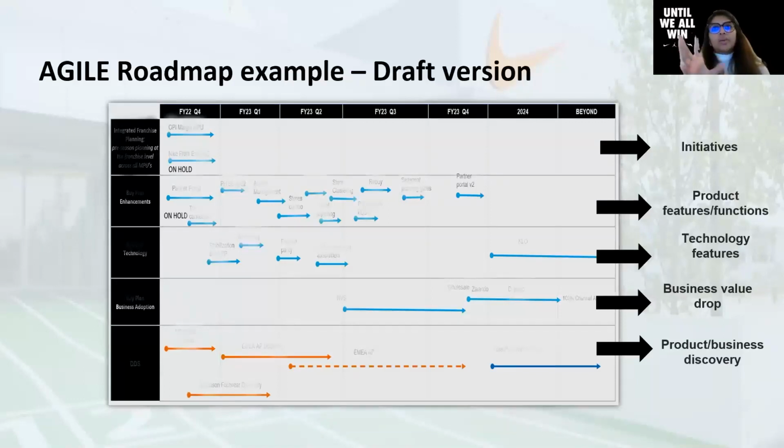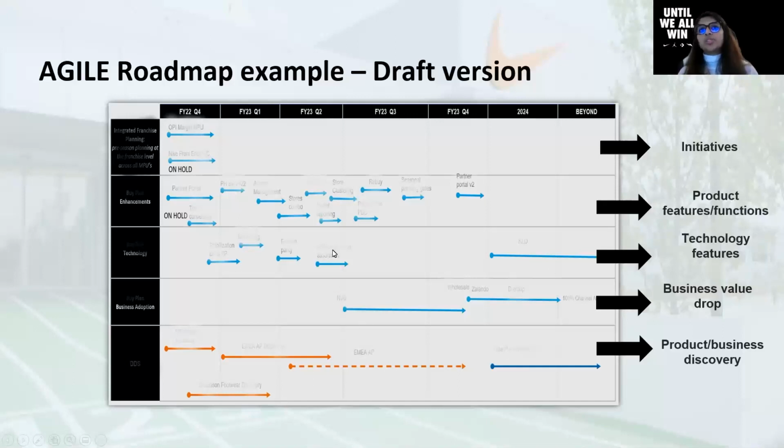And this is an agile roadmap example. Of course, you'll see a lot of initial masked items. But what I have tried to do is, if you look, there is a time frame that you are seeing on the top. So you have different time frames in which you're organizing this, and then you have different elements. For example, these are initiatives, and these are product features and functions, and these are technology features or functions, and business value drops. So these are basically product features, functions, and initiatives, and that will be listed here based on timeline and all of that.